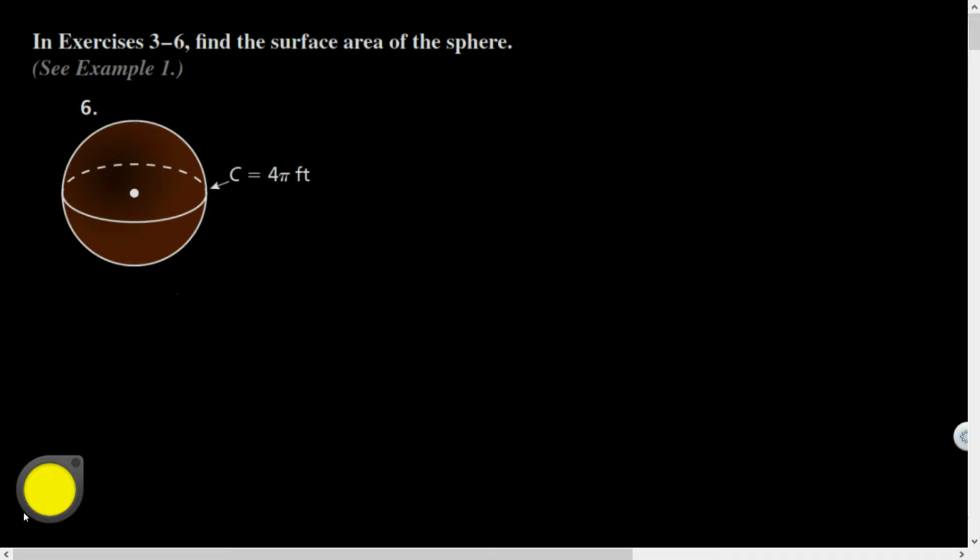So in order to find the surface area of a sphere, the surface area formula is 4 pi r squared. Now they happen to give me the circumference of the great circle. And the circumference formula, perhaps you remember, is 2 pi r.